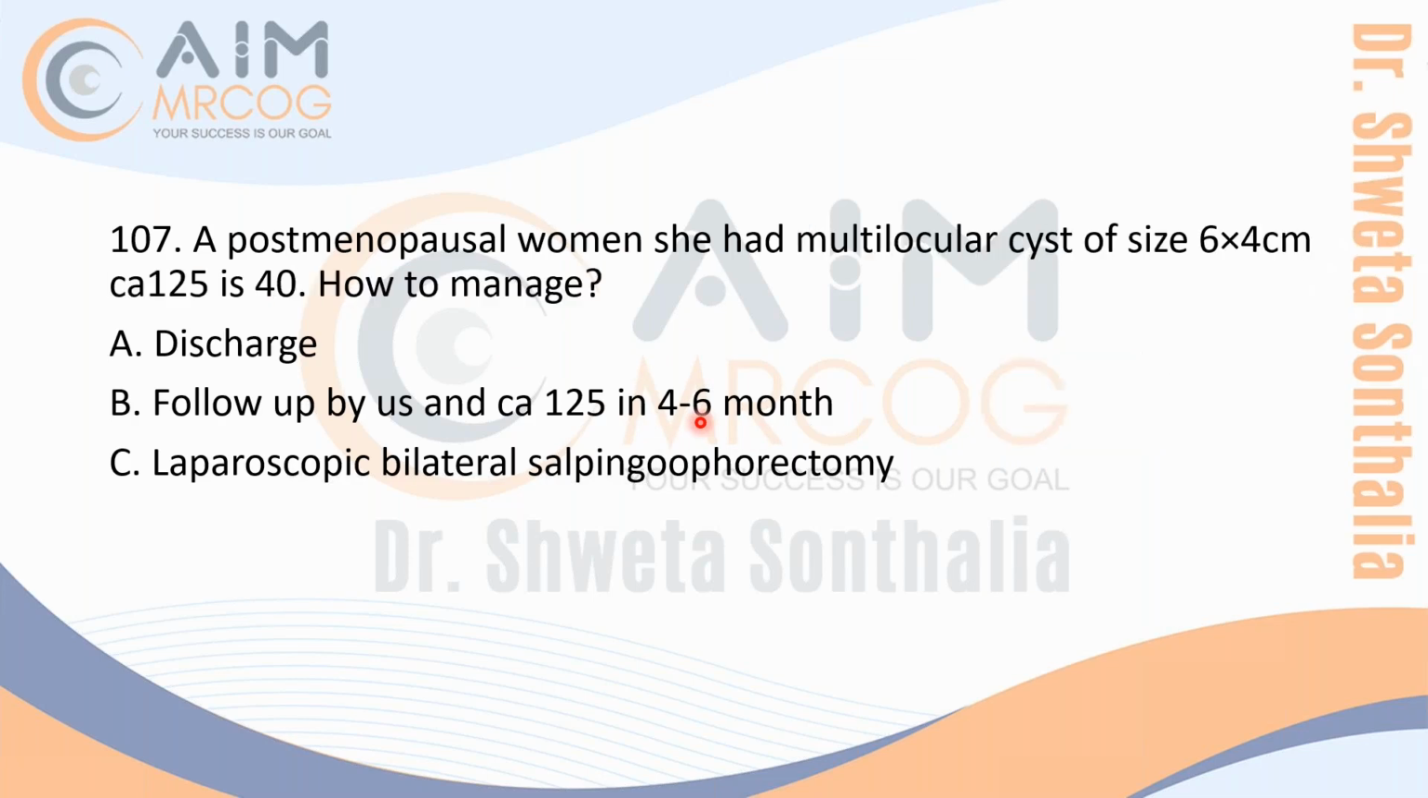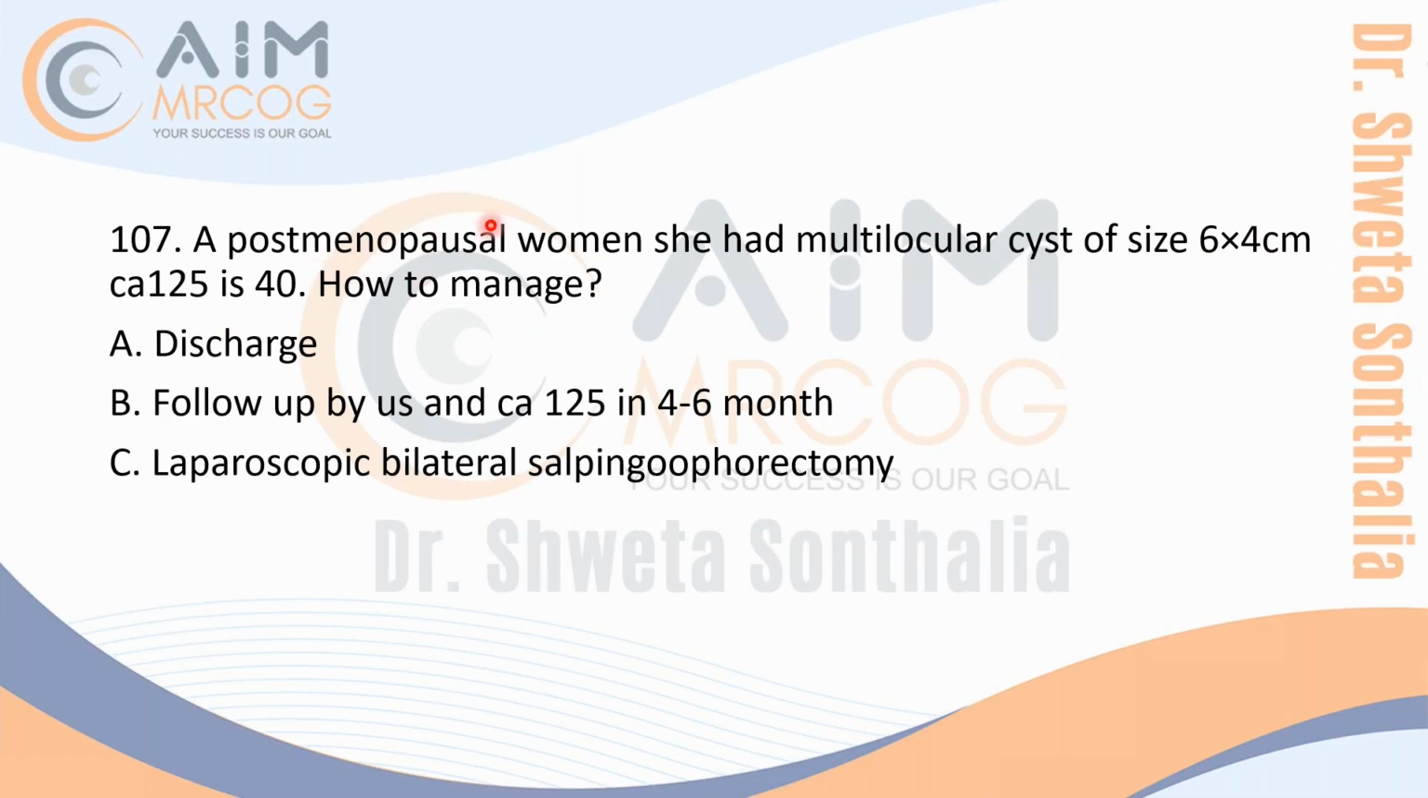Now let's see the last question. A postmenopausal woman had a multilocular cyst of size 6 into 4 centimeter and CA125 is 40. How to manage? Again, this is a postmenopausal woman.